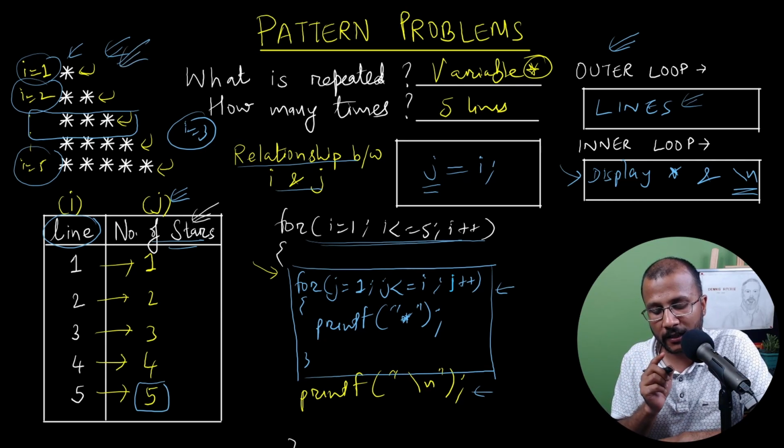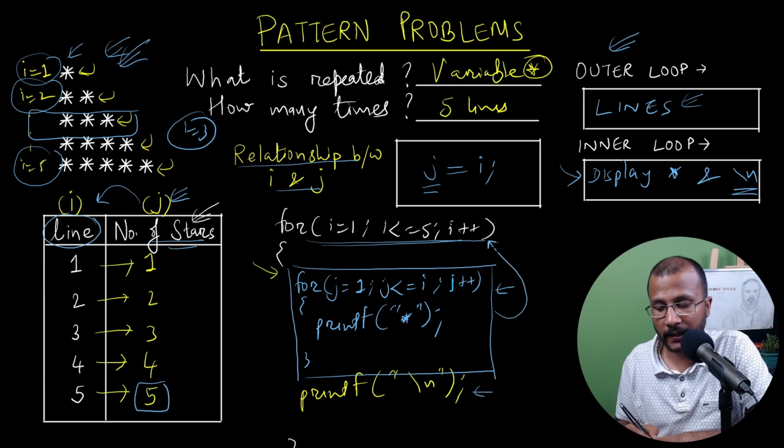Okay, the important thing to note down here is, you need to find out the relationship between the number of stars, that is j, and I, and using that you can actually control the inner loop. The inner loop is actually dependent on the outer loop here, because this loop is dependent on the variable I, which comes from the outer loop. I hope this is clear to all of you.